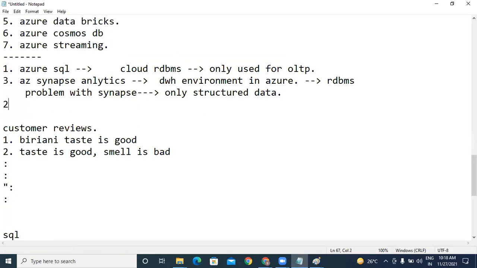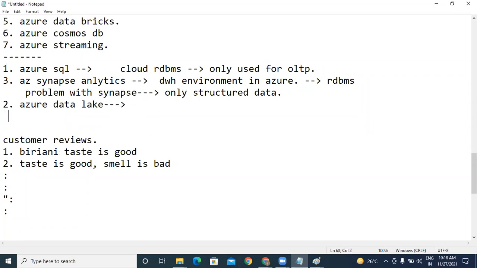Now I'm coming back to the second point, which is Azure Data Lake. Of course, there are different versions like Gen 1 and Gen 2; once we step into the technicals, you will understand them. Azure Data Lake is our second product. Whatever Synapse cannot do, Data Lake can do. There are different advantages. The first advantage is that it offers unlimited data storage.